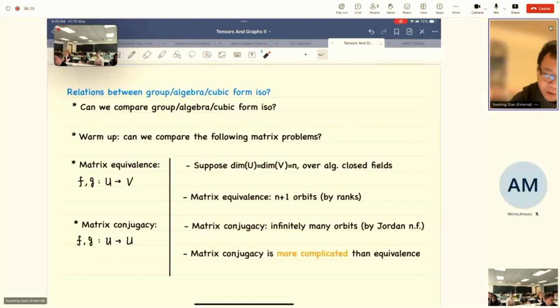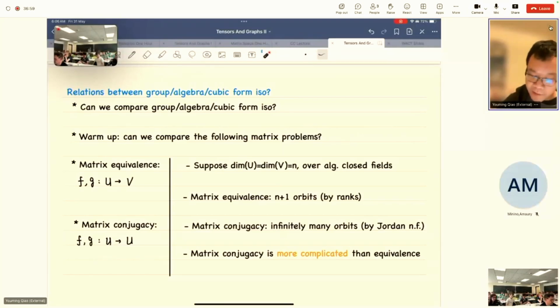For example, if you talk about the so-called matrix equivalence from your linear algebra course, essentially you are looking at linear maps from U to V, where U and V are different vector spaces. And then if you talk about matrix conjugacy, then you are talking about the linear maps from U to U itself. And then you can ask, of course, whether these two group actions, under matrix equivalence and matrix conjugacy, are somehow comparable or not?